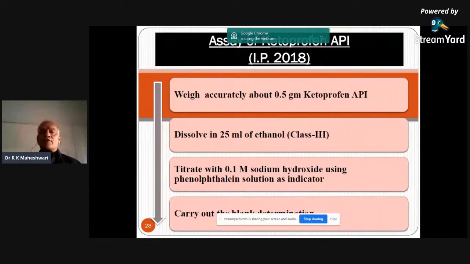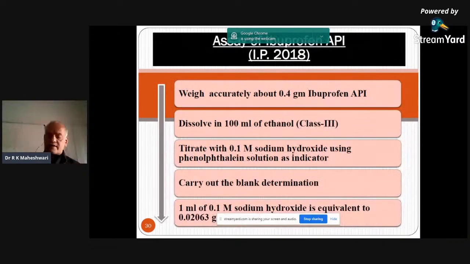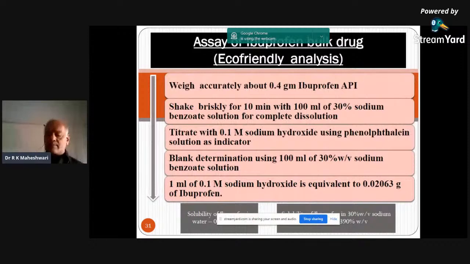Similarly, here ketoprofen API in IP 2018 involves ethanol, but in the hydrotropic method, sodium benzoate can be used for its titration analysis. Then ibuprofen API uses ethanol in the IP method, but it can be done with sodium benzoate solution in the same way.